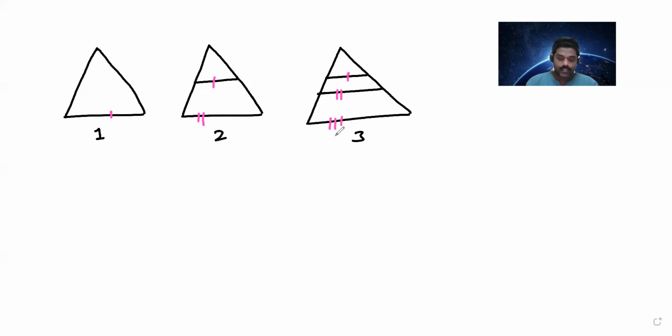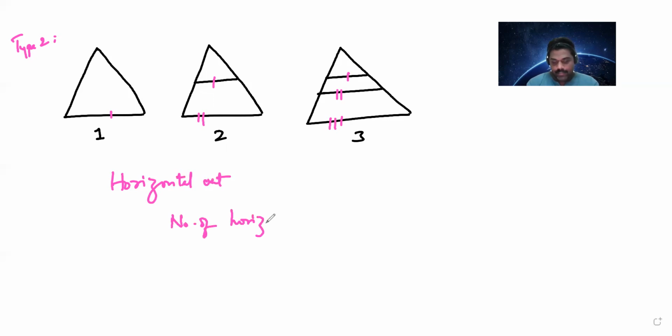So for horizontal cut, type 2, let us say, the number of horizontal lines will be equal to the number of triangles. Number of horizontal lines will be equal to number of triangles.